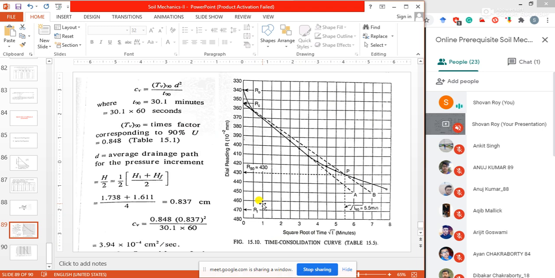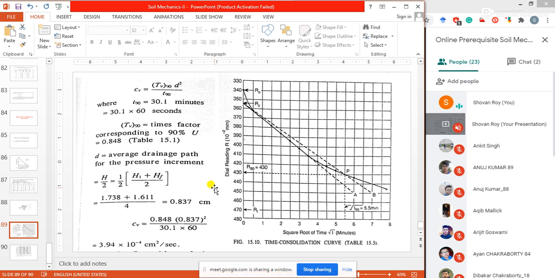From this graph you can see the initial dial reading R0; our curve starts from R0 corresponding to time t0. When t equals 0, R equals R0. When the starting time is 0, our dial reading is R0, and also u is 0; the degree of consolidation is also 0.